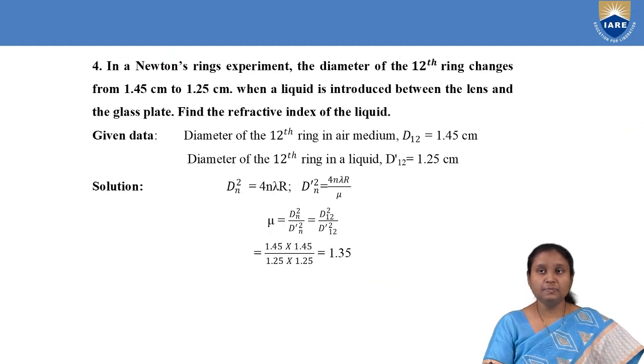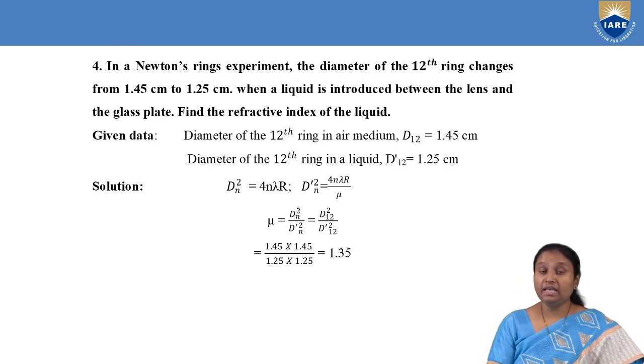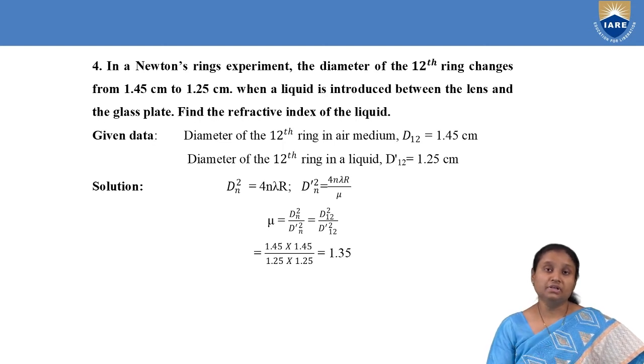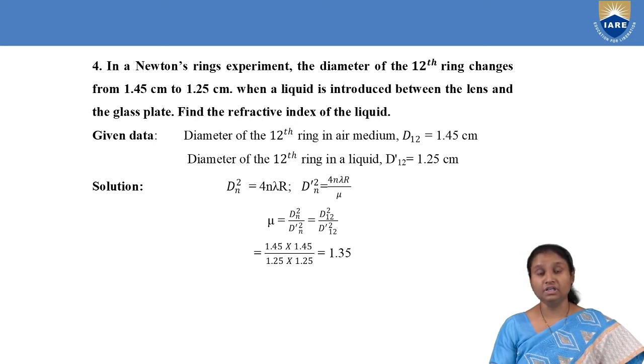Then next in this problem, previously we were dealing with the air film formed between the bottom surface of the lens and the top surface of the plate. Now what I am going to do here is immerse the convex lens and plain glass plate arrangement into a liquid. I don't know the refractive index of the liquid, so from the Newton's rings pattern I get by keeping the whole apparatus in the liquid, and by taking the data of diameters of different rings, I need to calculate the refractive index of the liquid.